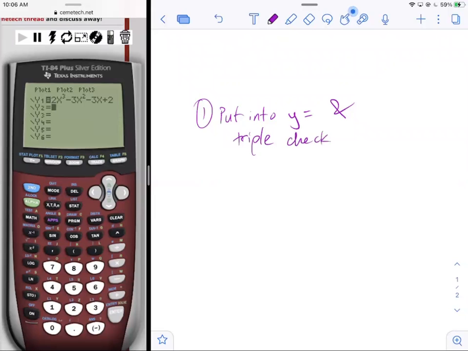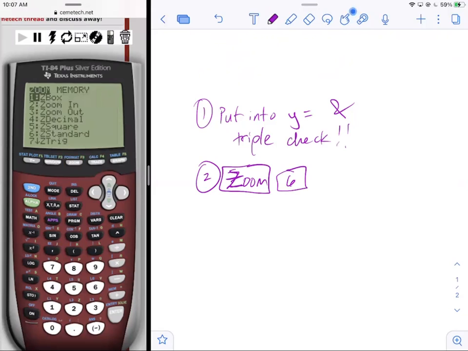Triple check to make sure it's right. All right. Number 2, don't hit graph. You want to hit zoom 6. When I put these in little boxes like that, that means those are the buttons that you press, okay? Zoom, and then 6, remember, is your standard viewing window. That's -10 to 10 on both the X and Y axis. That's a good place to start if you don't know what the graph looks like.